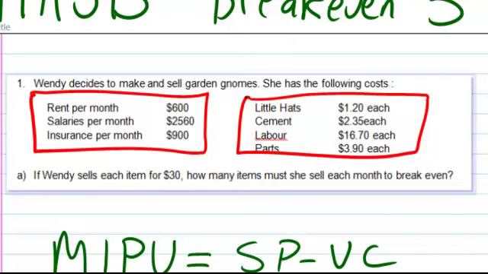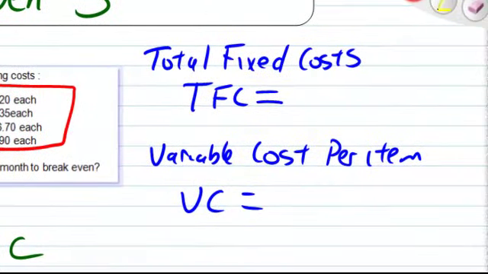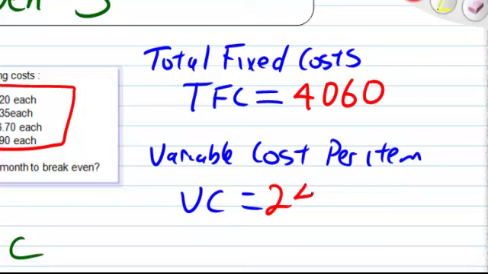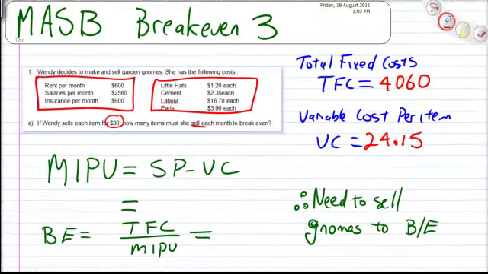So what we need to do is use the marginal income per unit method to find out the number of items she's got to sell to break even. So we get told a selling price and we've got to work out how many items to break even. The first thing we do is work out our total fixed costs. So we add them up, which is 600 add 2,560 add 900, and you'll get 4,060. And you do the same for your variable costs, and you'll end up with $24.15. So this means it costs $24.15 to make each garden gnome.